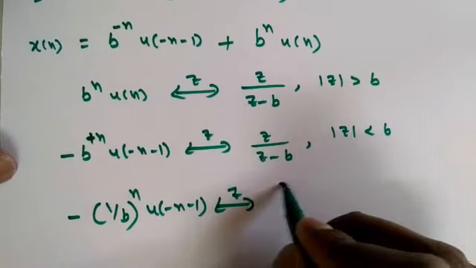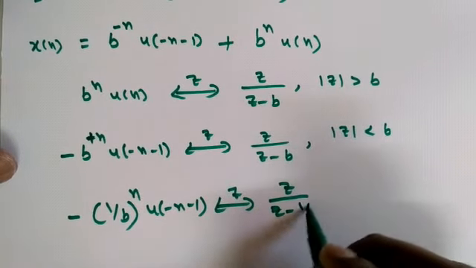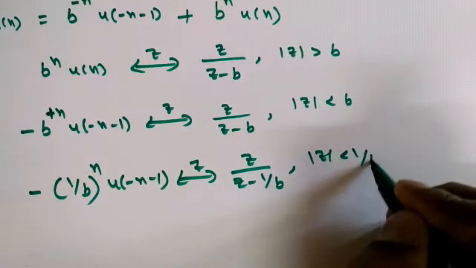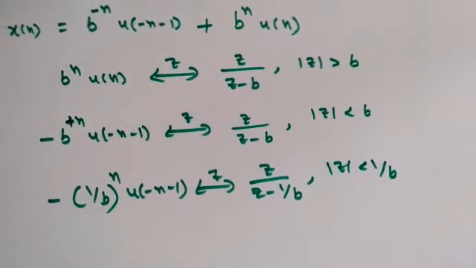So what is the z transform? It will become z by z minus 1 by b. So mod z is less than 1 by b, right? So this is about this one.